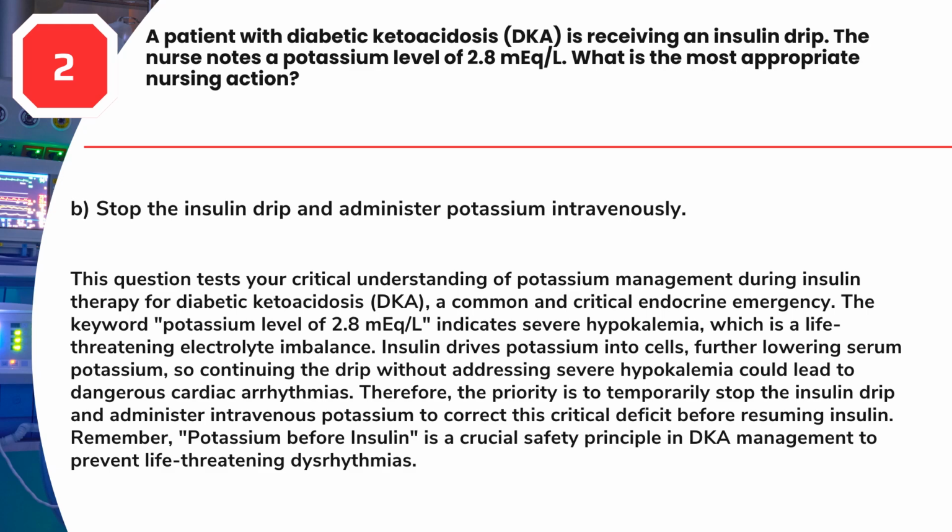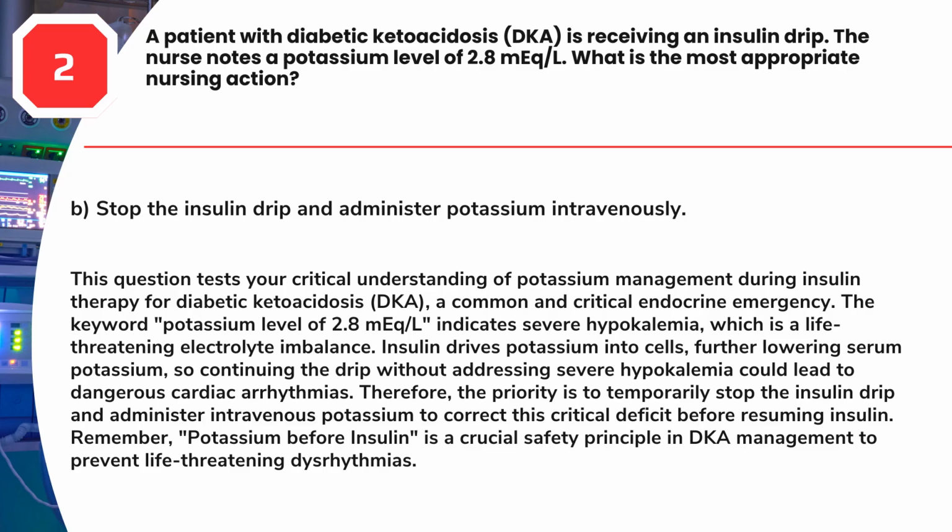Answer, B. Stop the insulin drip and administer potassium intravenously. This question tests your critical understanding of potassium management during insulin therapy for diabetic ketoacidosis, DKA, a common and critical endocrine emergency. The keyword potassium level of 2.8 milliequivalent/L indicates severe hypokalemia, which is a life-threatening electrolyte imbalance.